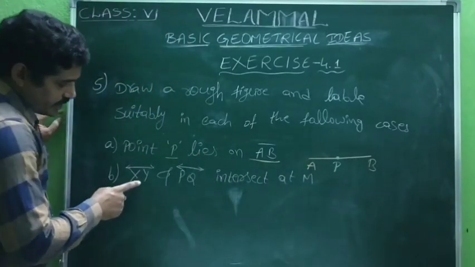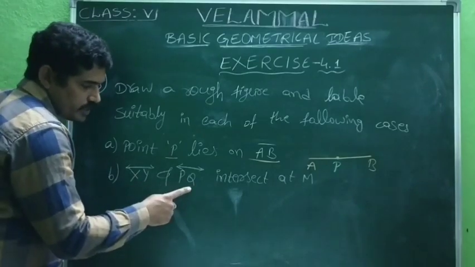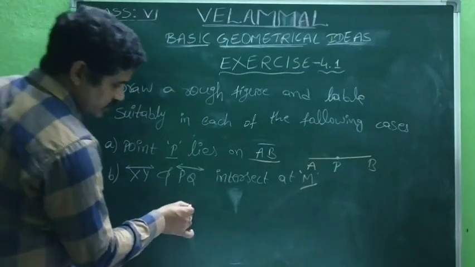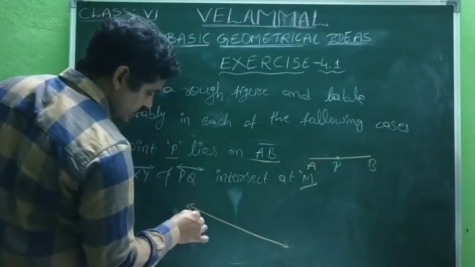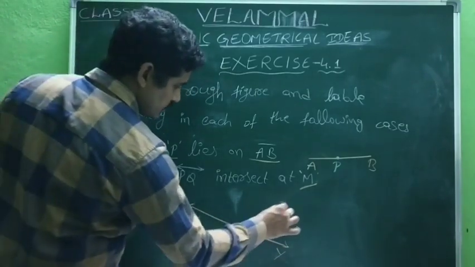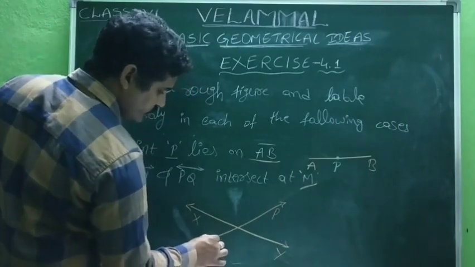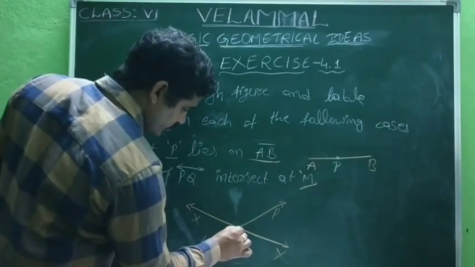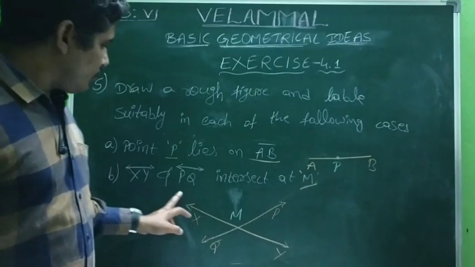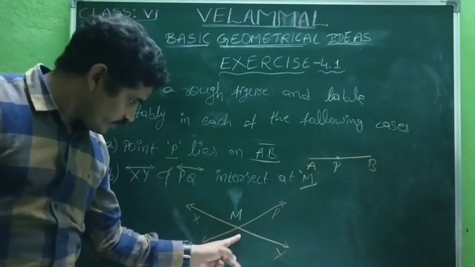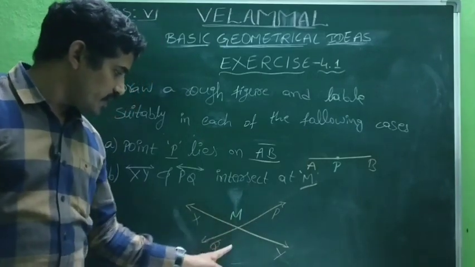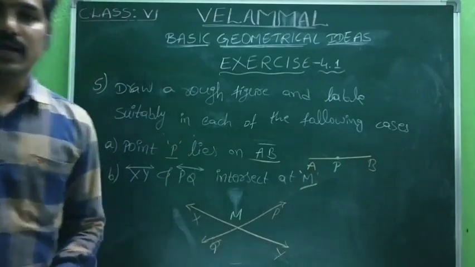Next one, line XY and line PQ intersect at point M. One line I am taking, naming it as XY, and another line I am taking as PQ. If we observe the intersecting point here, we can name it M. So we can say XY and PQ intersect at point M. This point is common to line XY and line PQ.